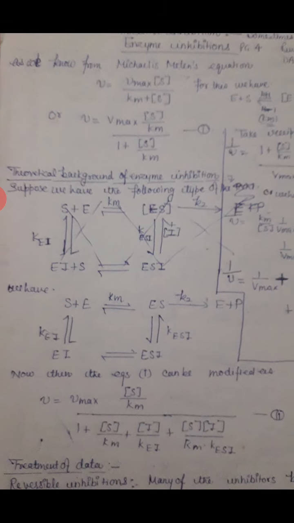From the Michaelis-Menten equation, we know that V is equal to Vmax times the concentration of substrate divided by Km plus the concentration of substrate. Now we write this in a different manner: V is equal to Vmax times [S] divided by Km, divided by 1 plus [S] divided by Km. When the inhibitor is introduced, we have to consider another equilibrium also.